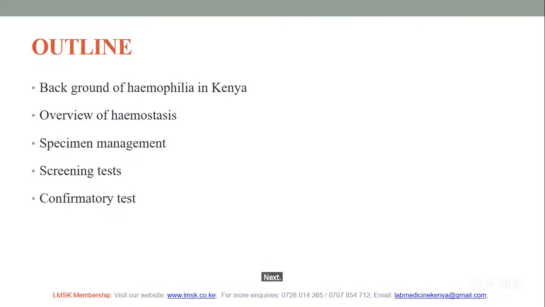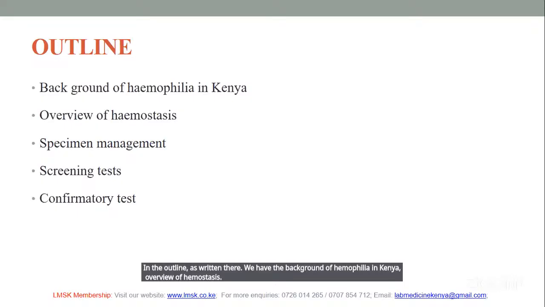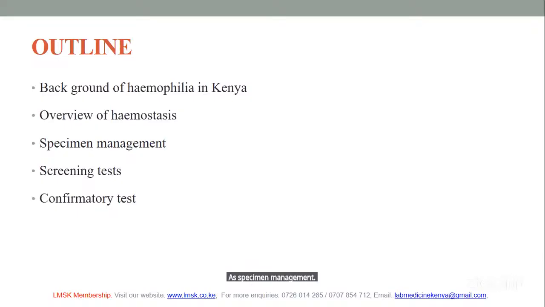In the outline, as written there, we have the background of hemophilia in Kenya, overview of hemostasis, specimen management, screening test, and confirmatory test.